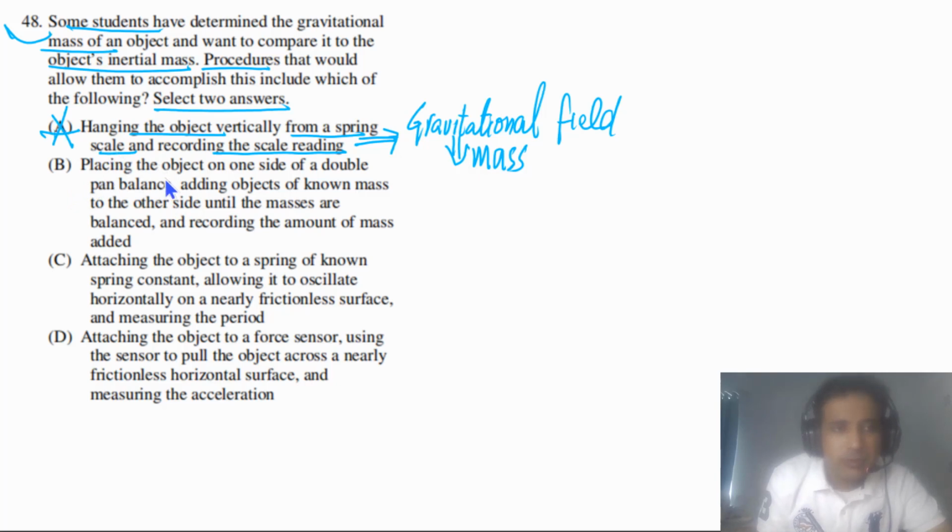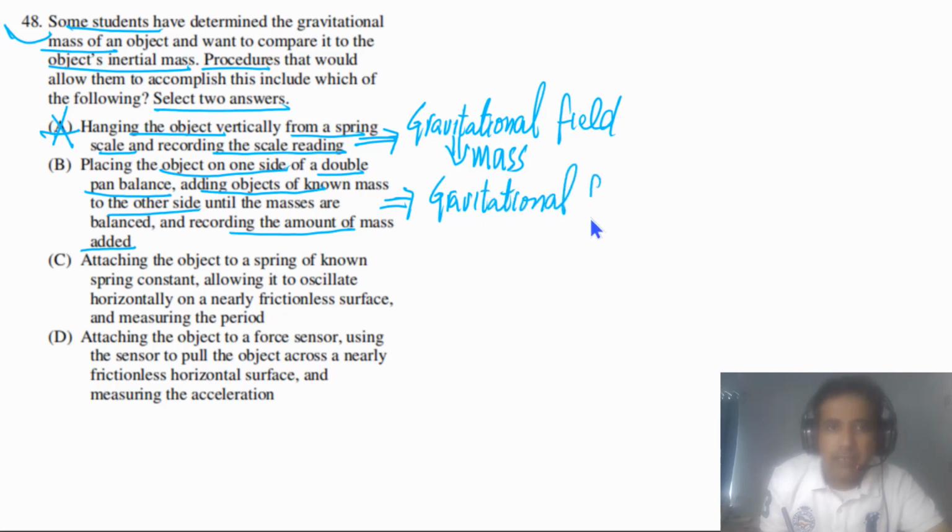If you look at option B, it is given to us placing the object on one side of a double pan balance, adding objects of known masses to the other side until the masses are balanced, and recording the amount of mass added. This also depends on gravitational field, and it will help us to find the gravitational mass. So option B is also incorrect.